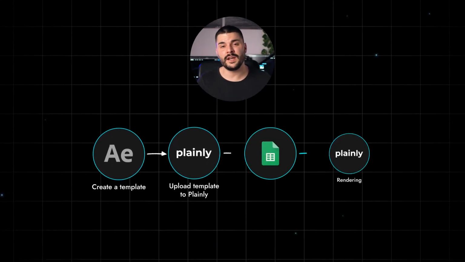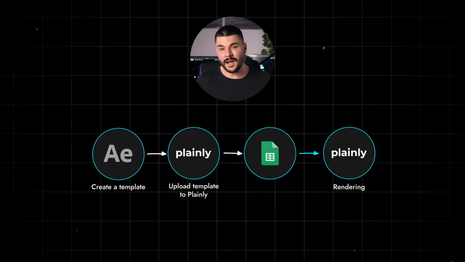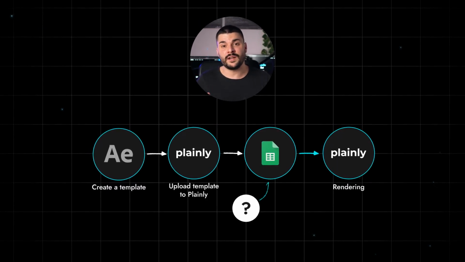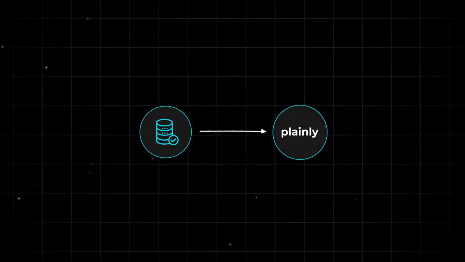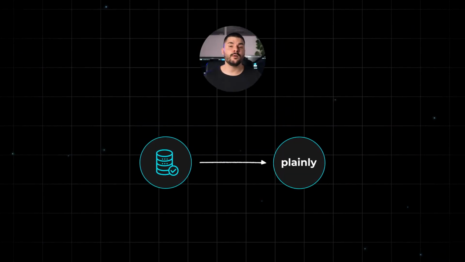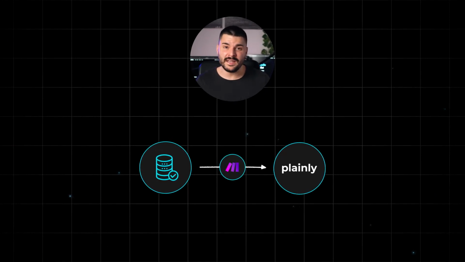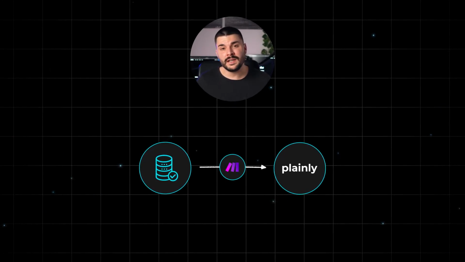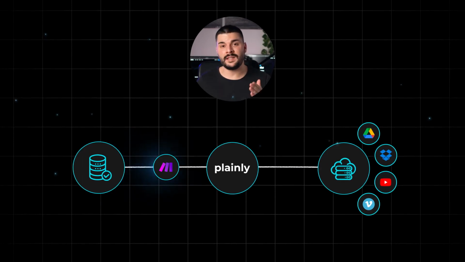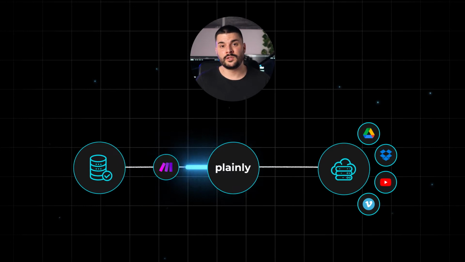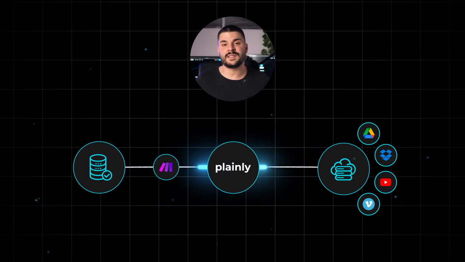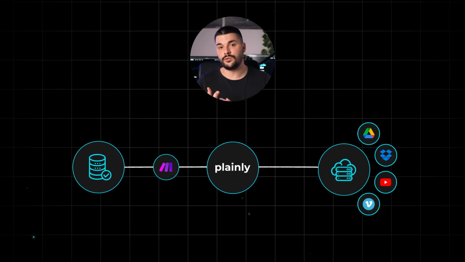First one is integration between Google Sheets and Plainly. Downside of this option is you will have to find a way to push your data into a Google Sheet. Second option is through Plainly API. I will show you how to create that in Make, but if you want, you can create a fully customized API workflow. Then we are going to create an integration in Plainly for output. So once it's rendered, our video will be sent to our Google Drive, Dropbox, YouTube or Vimeo.